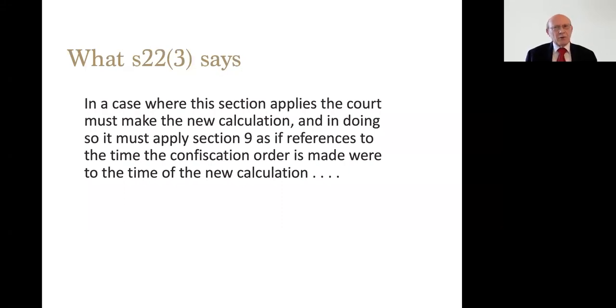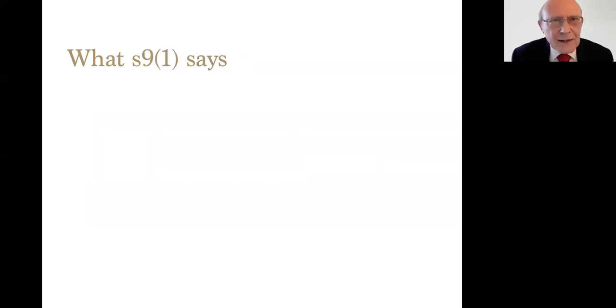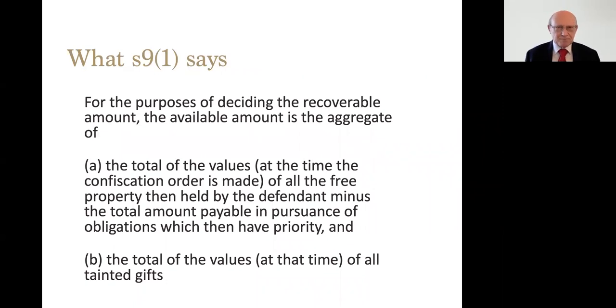So how does that work? Well, let's have a look at what section 9 actually says. Subsection 1 of section 9 says this: for the purposes of deciding the recoverable amount, the available amount is the aggregate of A, the total of the values at the time the confiscation order is made of all the free property then held by the defendant, minus the total amount payable in pursuance of obligations which then have priority.